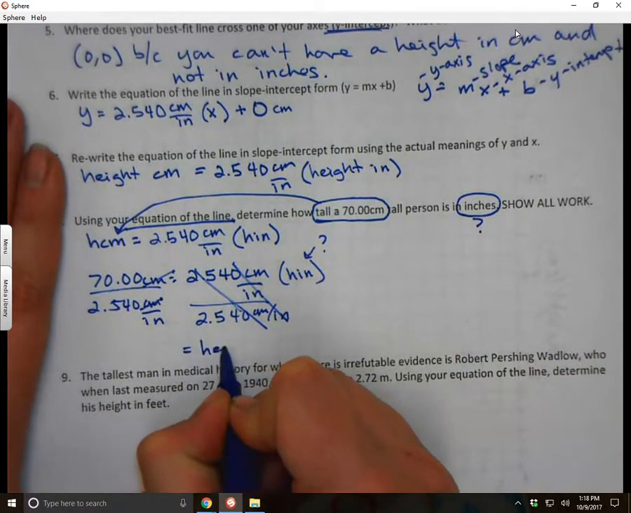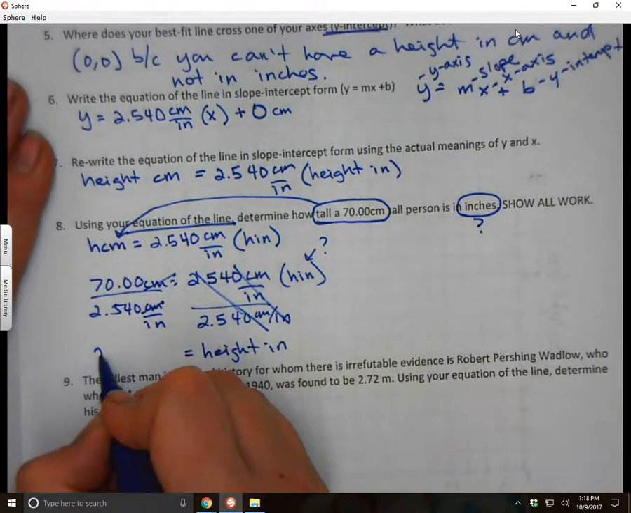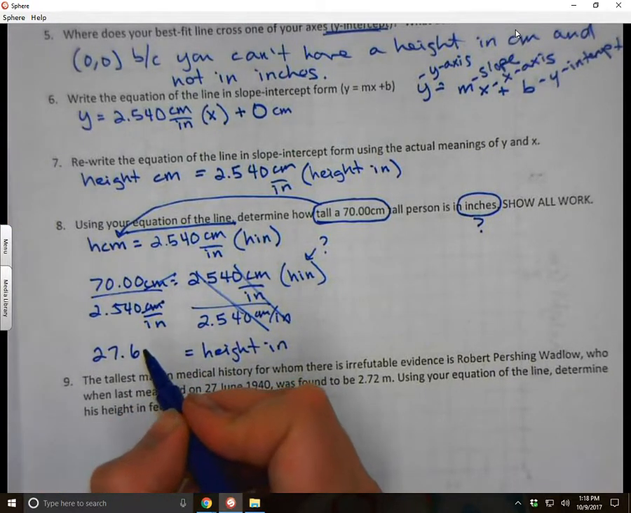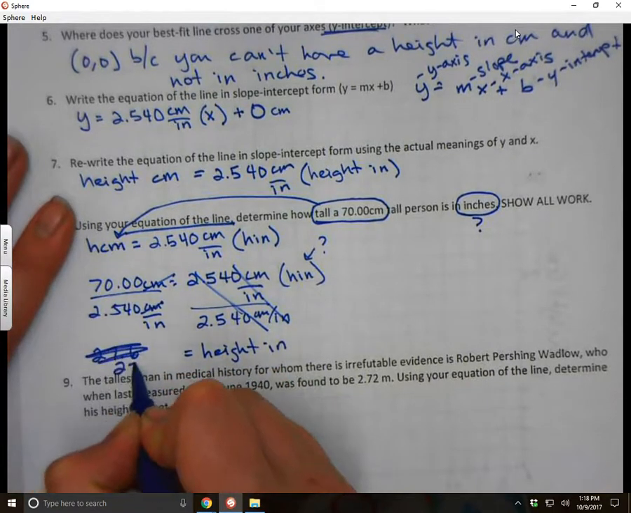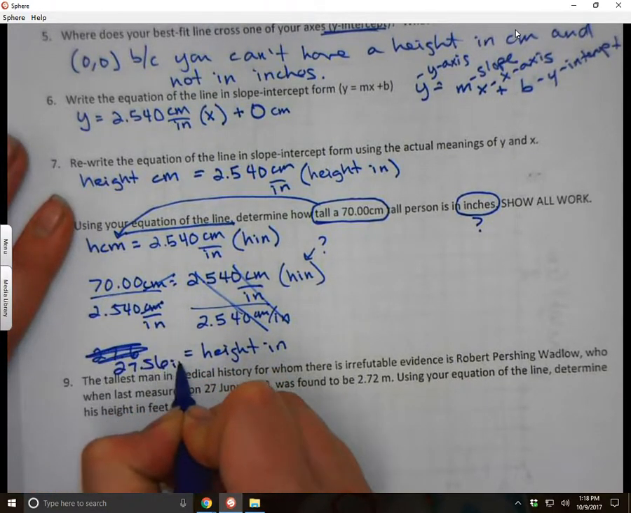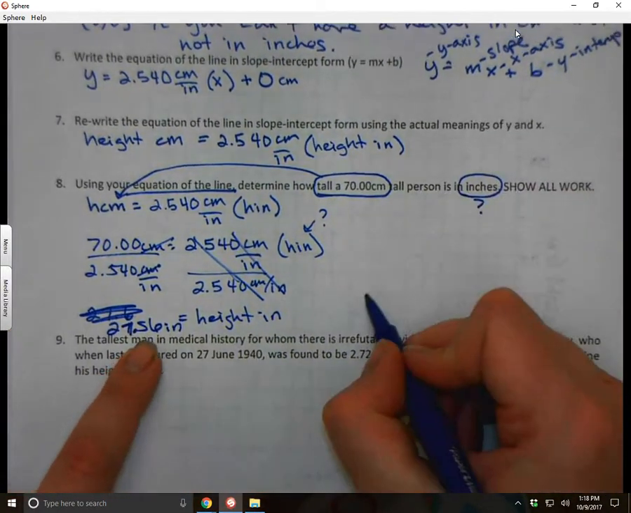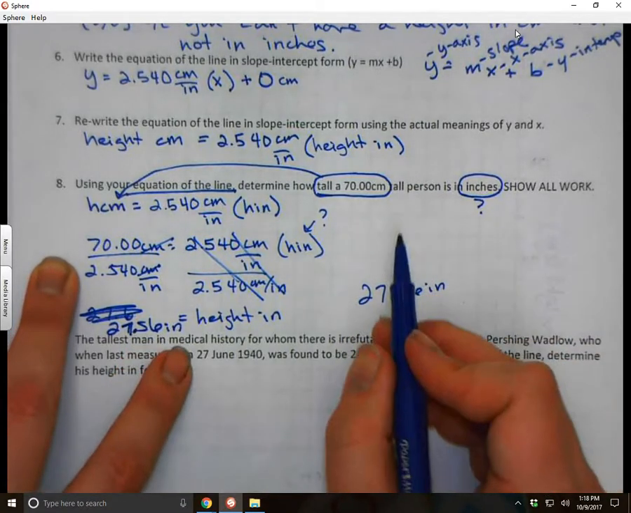Let me write that bigger. So it's 27.56. I know to keep 4 numbers. No, I shouldn't. Yes, I should. Sorry. There's 4 numbers here, and there's 4 numbers here, right? So I have 4 significant figures, so I can keep 4 significant figures.